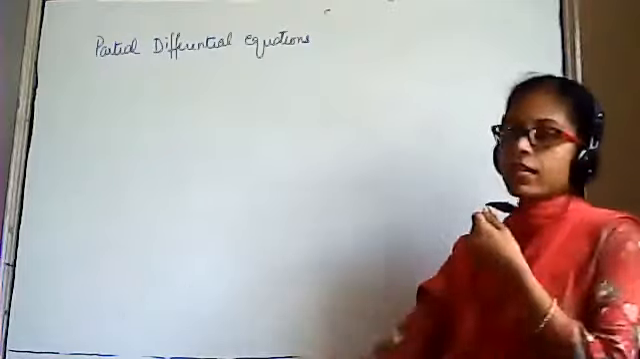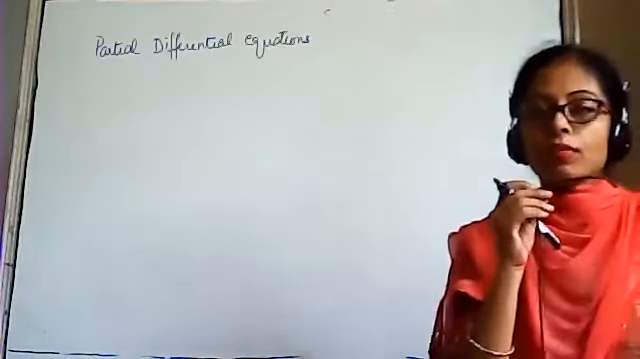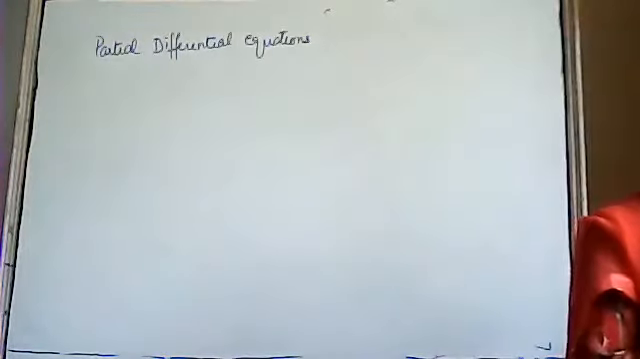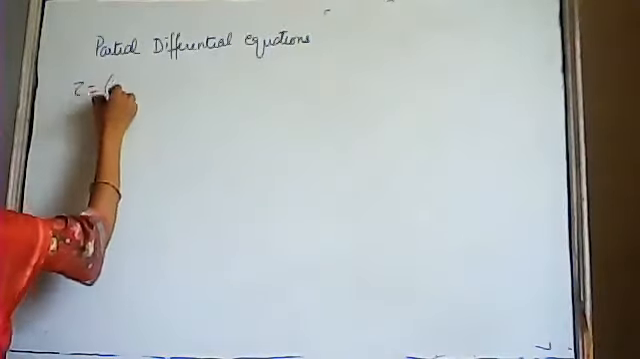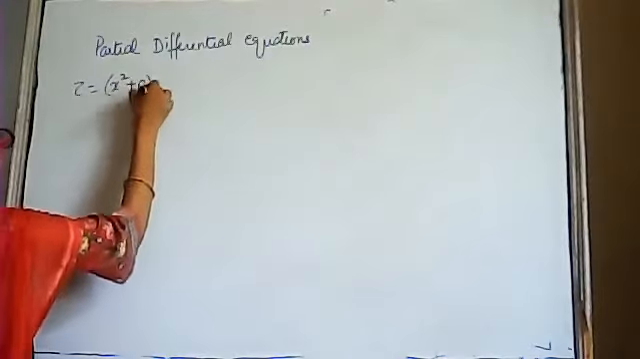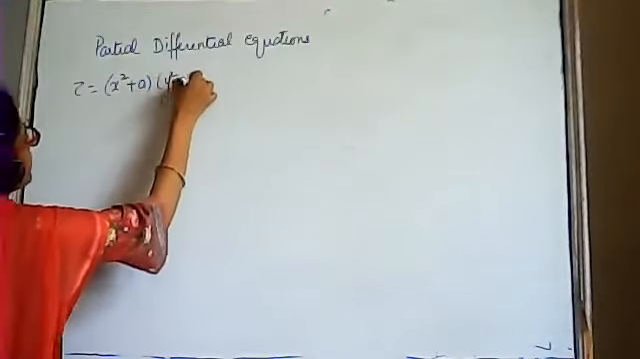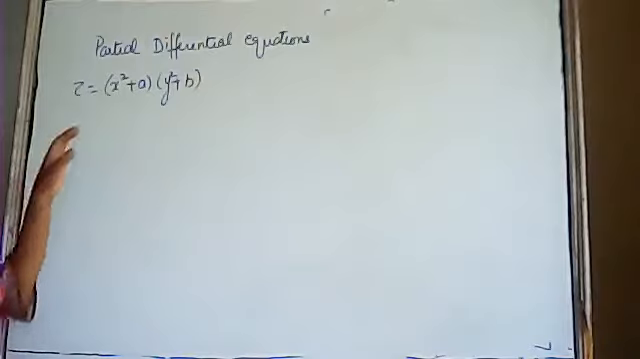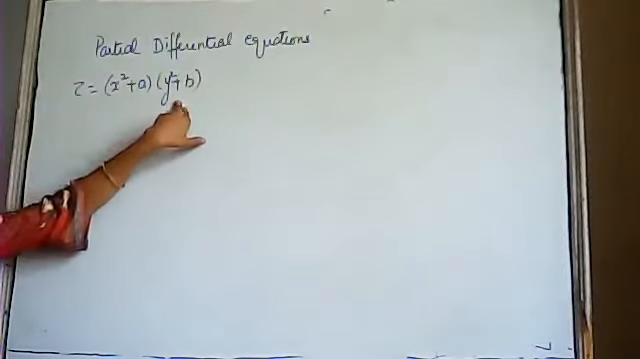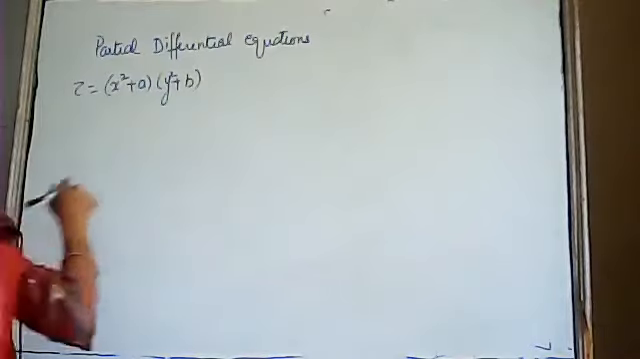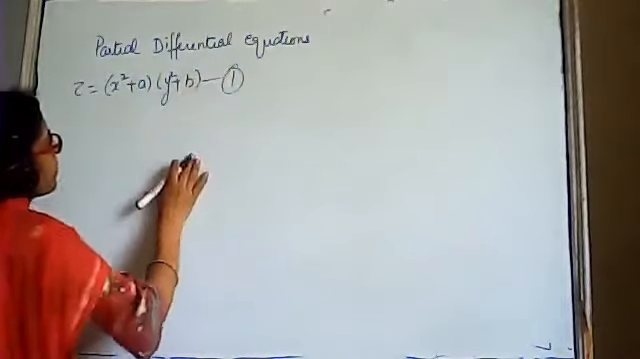Form the partial differential equation from the equation z equals (x² + a)(y² + b). We have to form the partial differential equation from this simple equation.